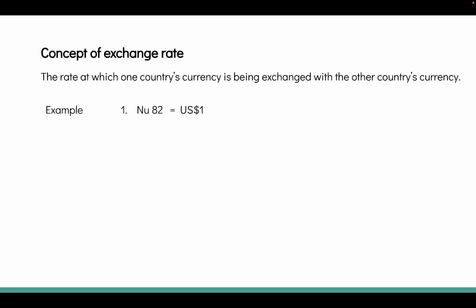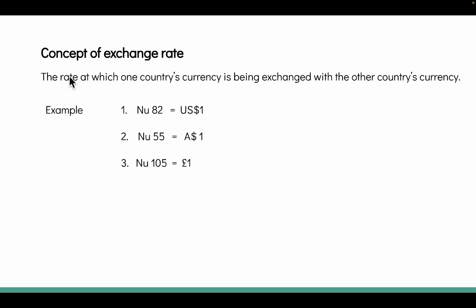Concept of exchange rate. Now, what is exchange rate? I have an example here. The first example provides you the exchange rate between Ngultrum and US dollar. The second example provides you the exchange rate between Ngultrum and Australian dollar. And the third example shows the exchange rate between Ngultrum and pounds. Now look at the first example. Ngultrum 82 is equal to US dollar 1. What does it mean? It means that to buy 1 US dollar, we have to pay Ngultrum 82. Or the price of 1 US dollar is Ngultrum 82. You can understand it as the value of 1 US dollar is Ngultrum 82.